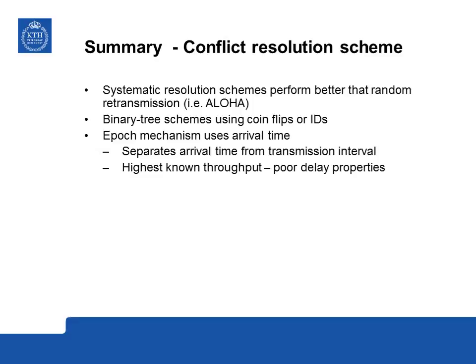So that brings us to the summary for conflict resolution schemes, and we found that systematic resolution schemes actually perform better than random retransmission. And we've looked at the binary tree schemes using coin flips or ID. And we also saw the very high performing epoch mechanism schemes that use the arrival time, and they decouple the arrival time from the transmission interval. And these schemes have the highest known throughput. On the other hand, the delay properties are not so good.